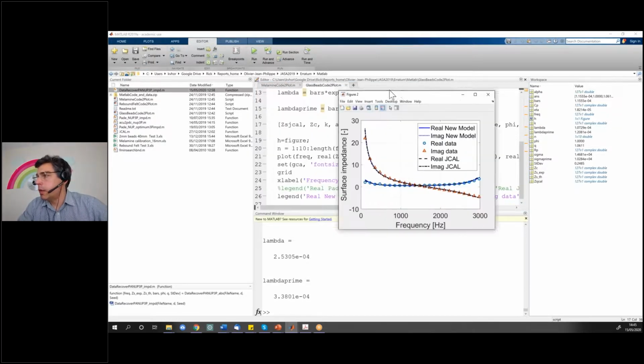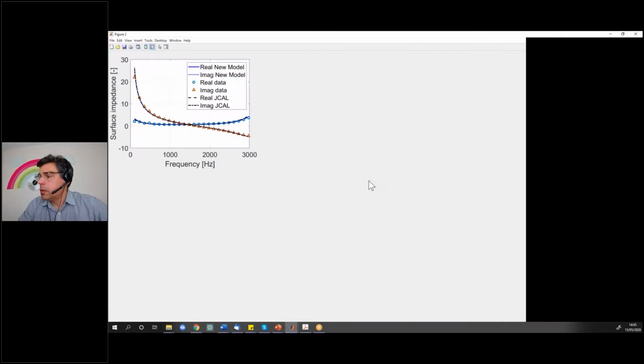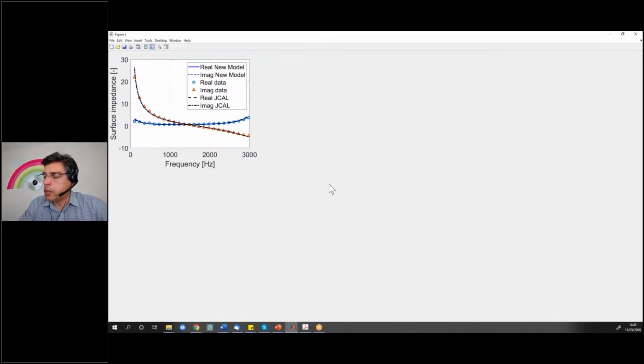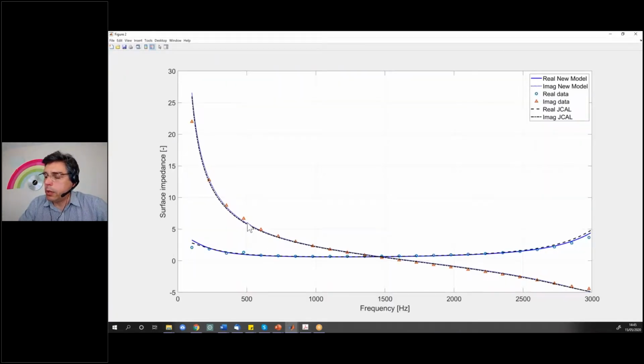Okay, so that's the result. The same result I showed you on the previous slides. You're welcome to play with this code and tell me what you think. So apply it to a range of materials you may have data for. It's an open source code.